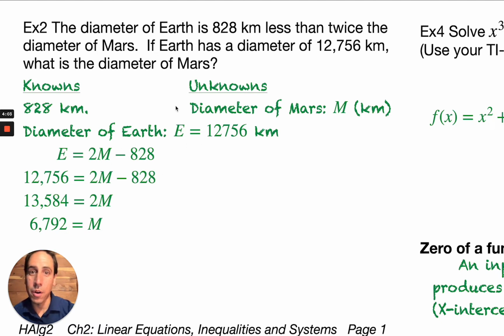Then you have to relate them all into some sort of equation. And in this case, 828 kilometers less than is the subtraction, and then twice the diameter of Mars, 2m. That's the diameter of Earth. Earth is 828 kilometers less than 2 times Mars. Boom. And then I also know what Earth is, so I can fill that in as well. So then I get that is equal to that. Let's add 828 to both sides, and then divide by 2, and that's what you get. That is the diameter of Mars in kilometers. Oh, it's also very important to label these things with their units. It helps out incredibly to tell a story.